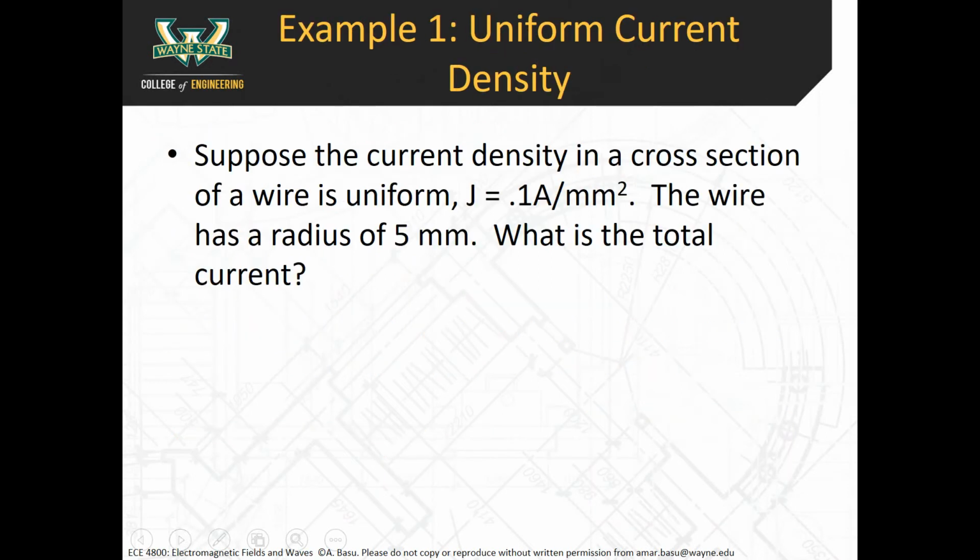All right, so a really quick problem. If we have a current density in a cross-section of wire and it's uniform, and the wire has a radius of 5 millimeters, what's the total current? Just as a warm-up problem, because this is a fairly straightforward calculation, I would like everyone to quickly do this problem. You're given a current density and the cross-section of the wire, and I would like you to calculate the total current.